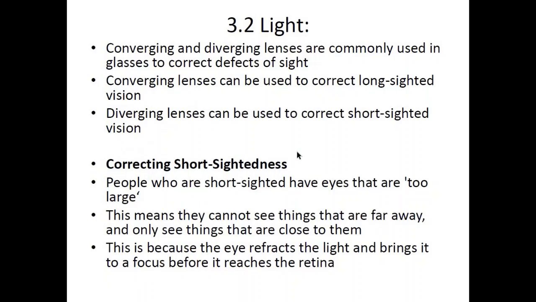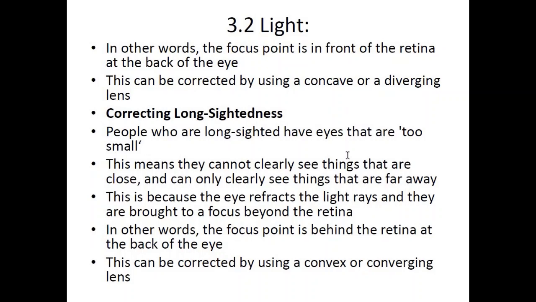Converging and diverging lenses are commonly used in glasses to correct defects of sight. Converging lenses can be used to correct long-sightedness, and diverging lenses can be used to correct short-sightedness. What is short-sightedness? People who are short-sighted have eyes that are too large. Basically it means that they cannot see things that are far away and only see things that are closer to them. This is because the eye refracts the light and brings it to a focus before it reaches the retina, hence the retina is not able to process the light signals. This can be corrected by using a concave or a diverging lens in front of the eyes.